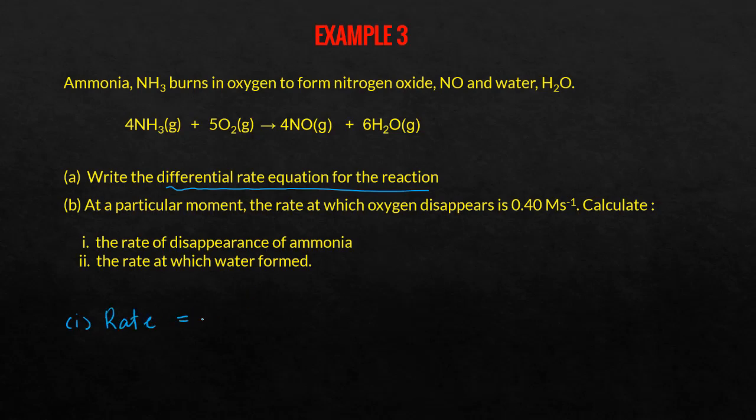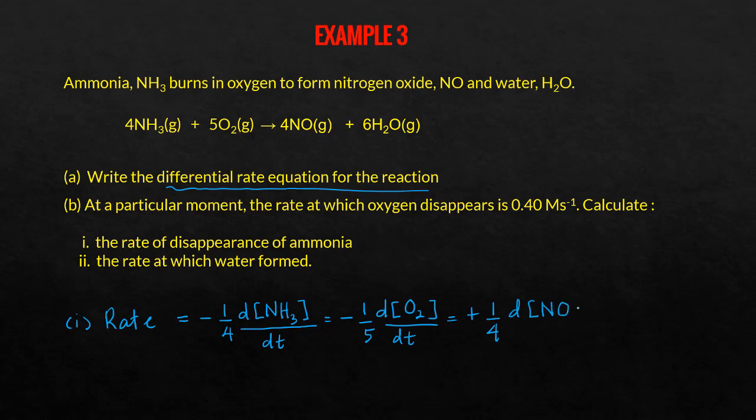Rate equals to negative 1/4 the concentration of ammonia, tengok kurungan yang digunakan, it is square bracket, over dt equals to negative 1/5 the concentration of O2, oxygen gas, over dt equals to positive 1/4 the concentration of nitric oxide ataupun nitrogen oxide, over dt equals to positive 1/6 the concentration of water vapor, over dt. So please bear in mind, tolong berhati-hati dengan sign negatif and sign positif, wajib dituliskan. Okay?